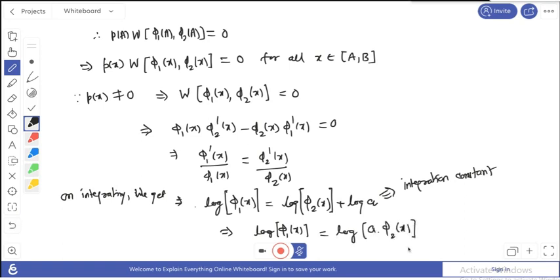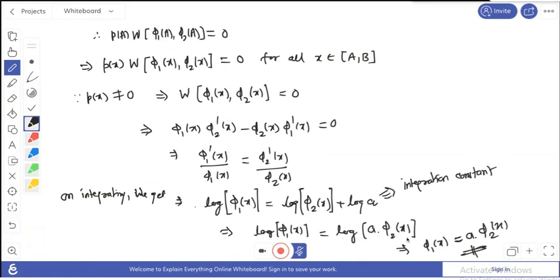So this implies phi 1(x) is equal to a constant a times phi 2(x). This means these two differ by a constant, that is, one is a constant multiple of the other. Okay, so this is a simple proof of the given theorem.